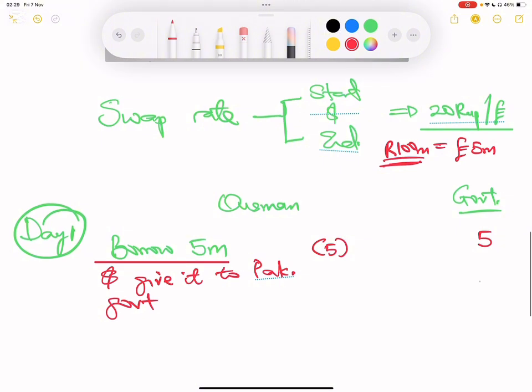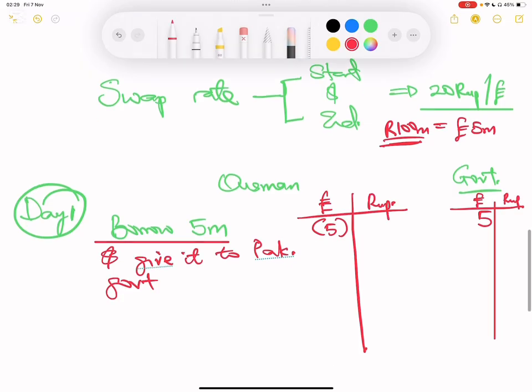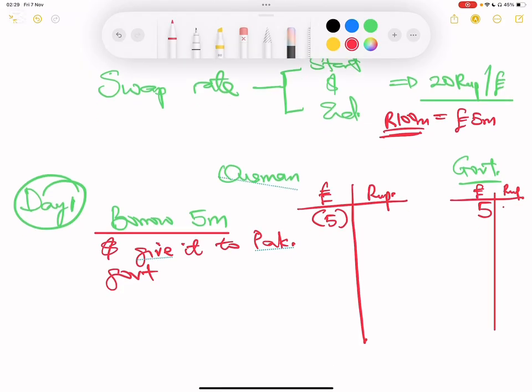Likewise, let's say we have two currency columns, one for pounds and one for rupees. Let's do the same thing here for pounds and for rupees. Same day, the government will also need to let go of 100 million rupees and give it to Mr. Usman, who's trying to build a school. So on day one, you can see that Usman already has the money that he needs for his investment.